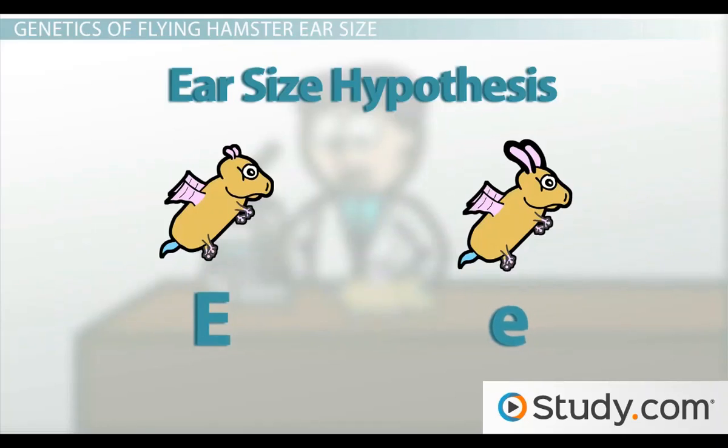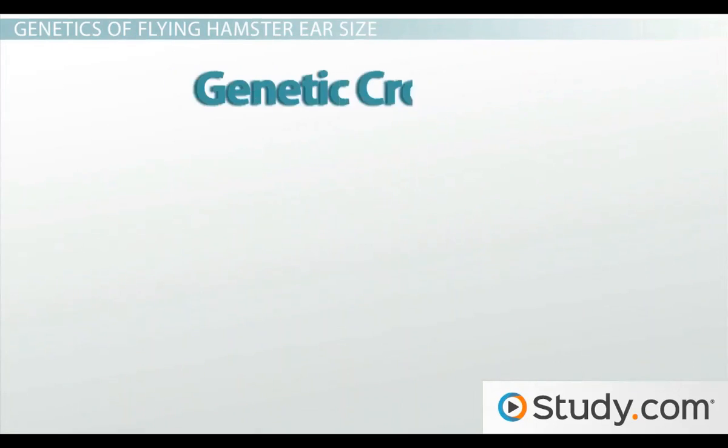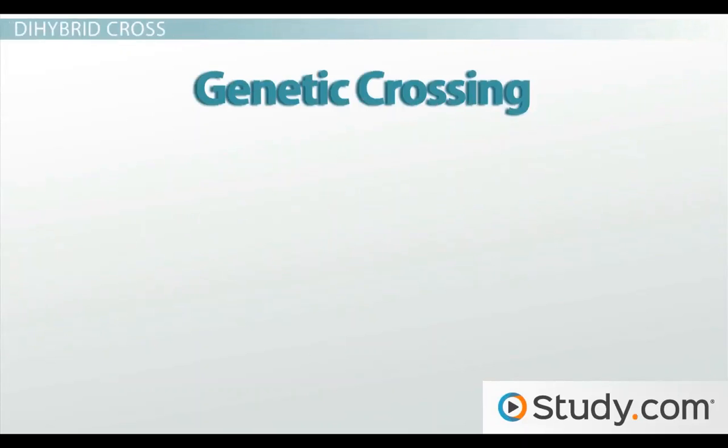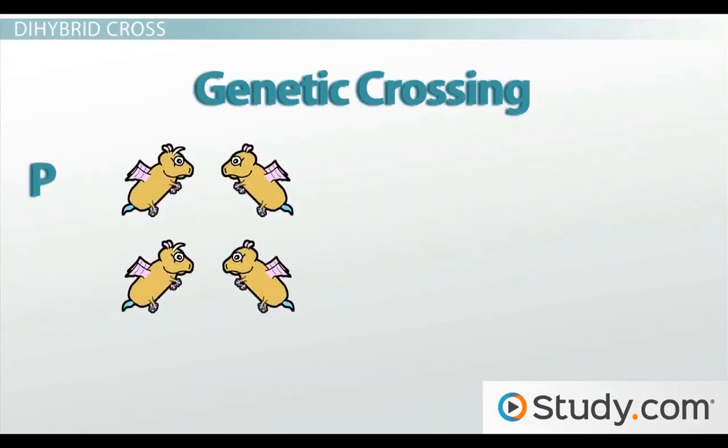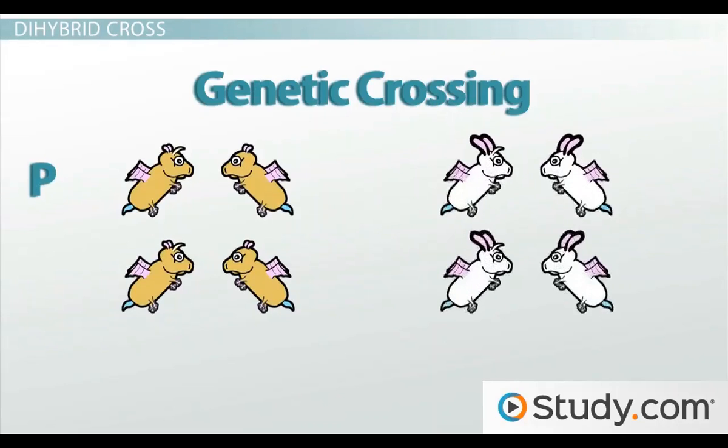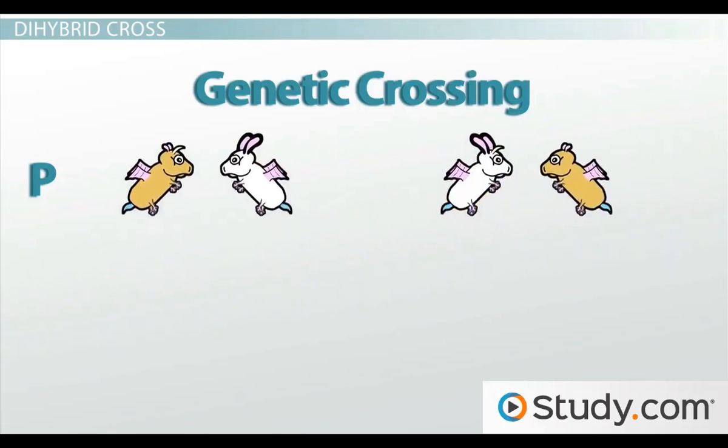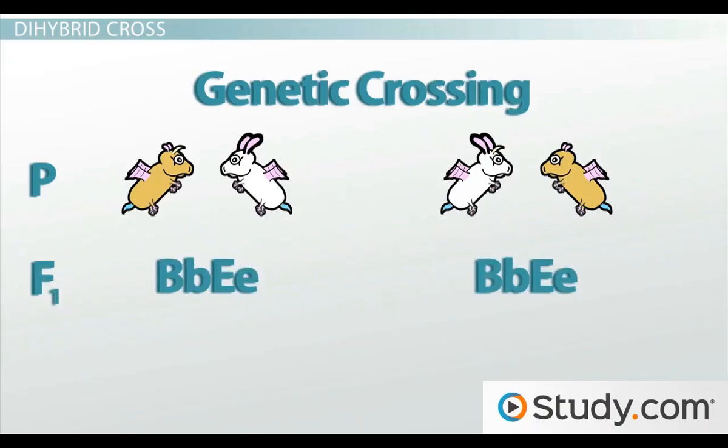He decides to perform genetic crosses again to confirm his hypothesis. First, he has to establish true breeding strains. So he takes brown hamsters with small ears and white hamsters with large ears and establishes true breeding strains of each. Adrian takes his brown hamsters with small ears and mates them with his white hamsters with large ears. That's going to produce double heterozygotes at the F1 generation.